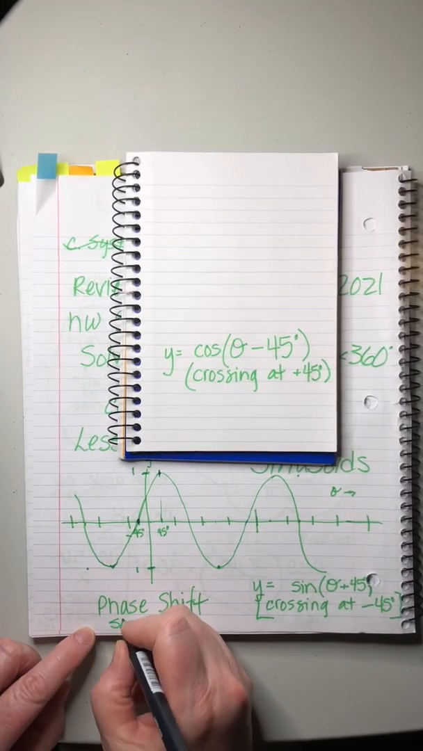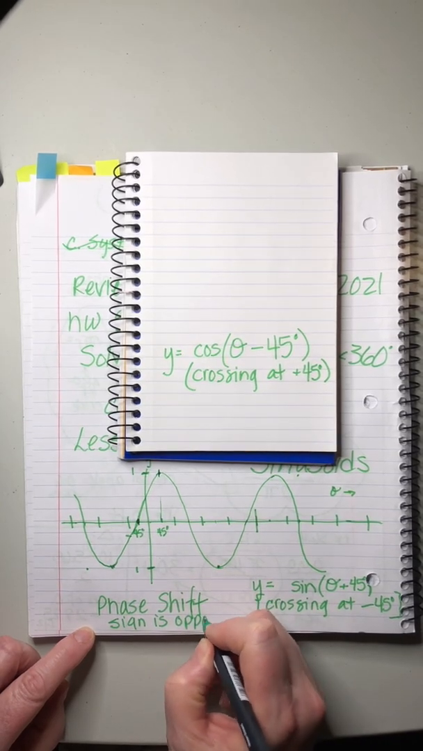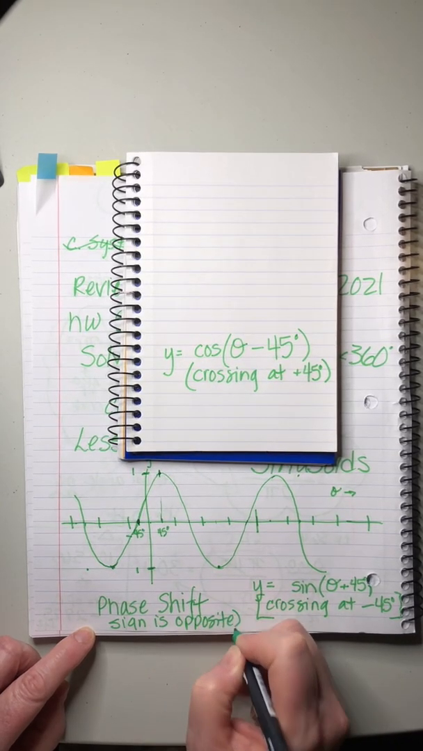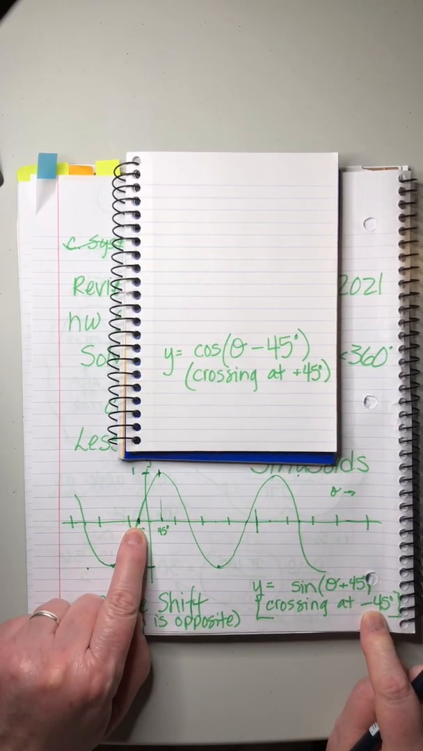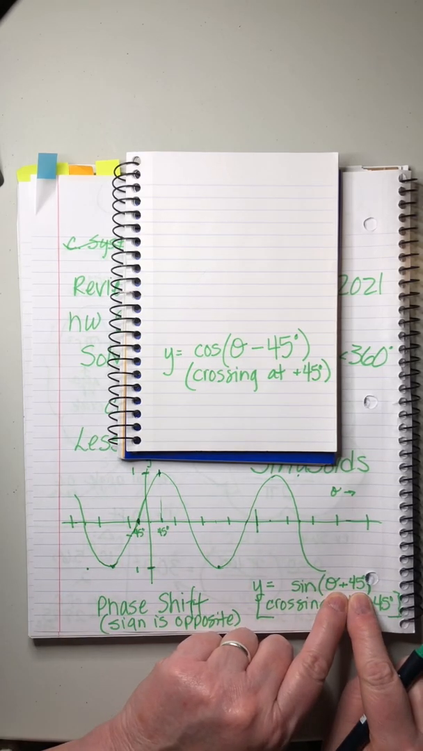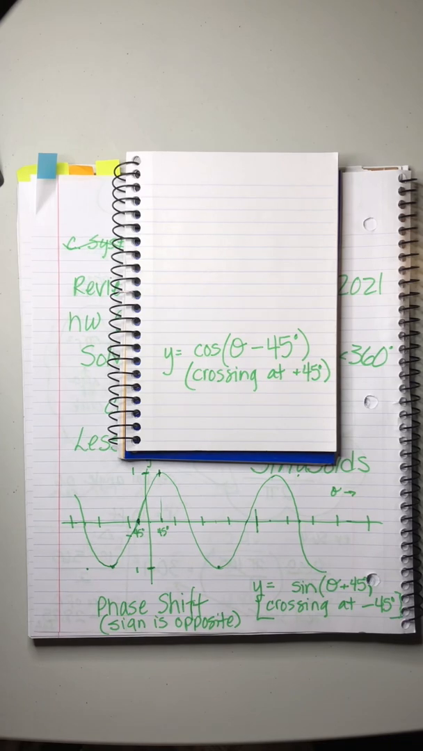And I'm going to note that here. Sign is opposite. That's my shorthand way of saying if the place that it's coming from is minus 45, you write it as plus 45 and vice versa. That has nothing to do with sine or cosine. That just has to do with where it's crossing. All right, so that's what a phase shift is.